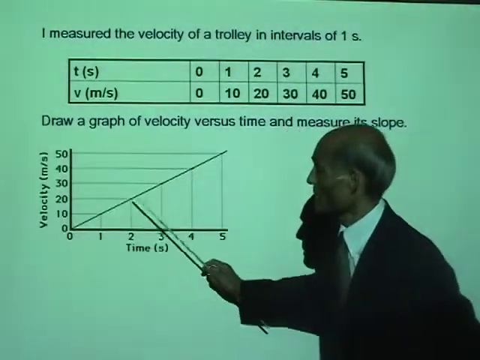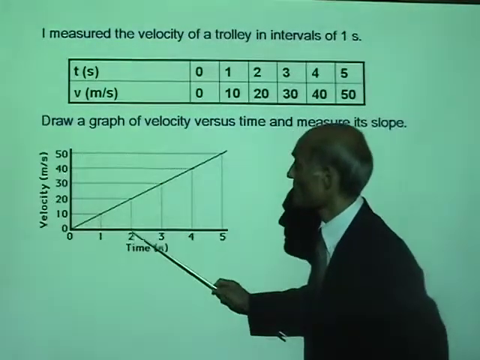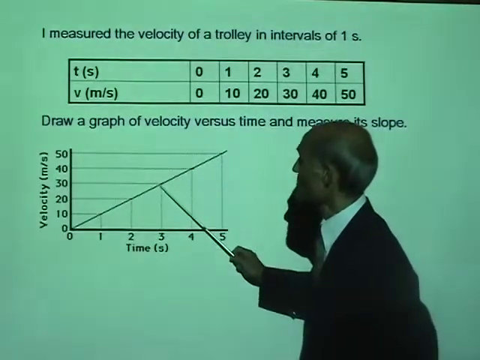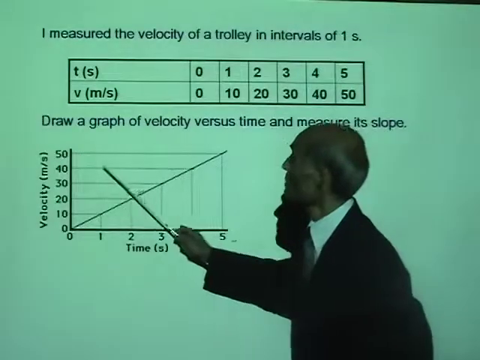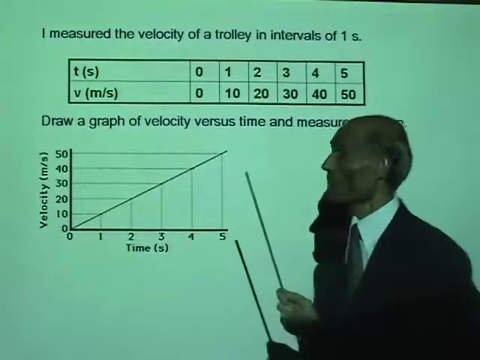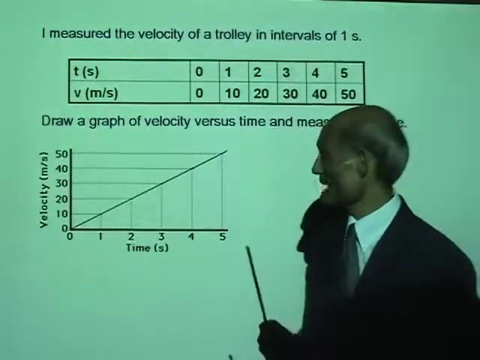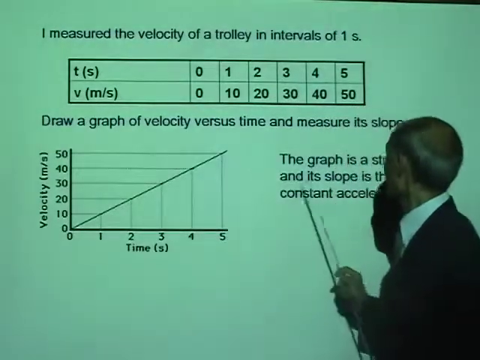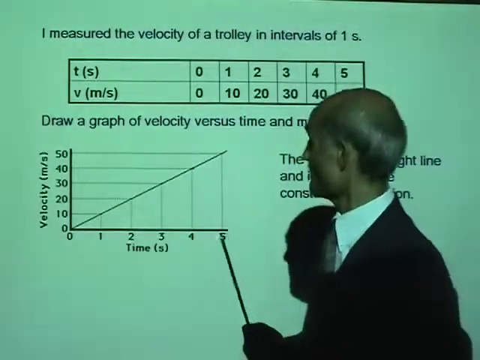Now this is the graph I did. You can see when time is 1 second, the velocity is 10 meters per second. When the time is 2 seconds, the velocity is 20 meters per second. The time is 3 seconds, the velocity is 30 meters per second. The time is 4 seconds, the velocity is 40 meters per second. So you have a straight line, and what does the slope of the graph represent? The slope of the graph represents the acceleration of the car. Alright, so the graph is a straight line and its slope is the constant acceleration.